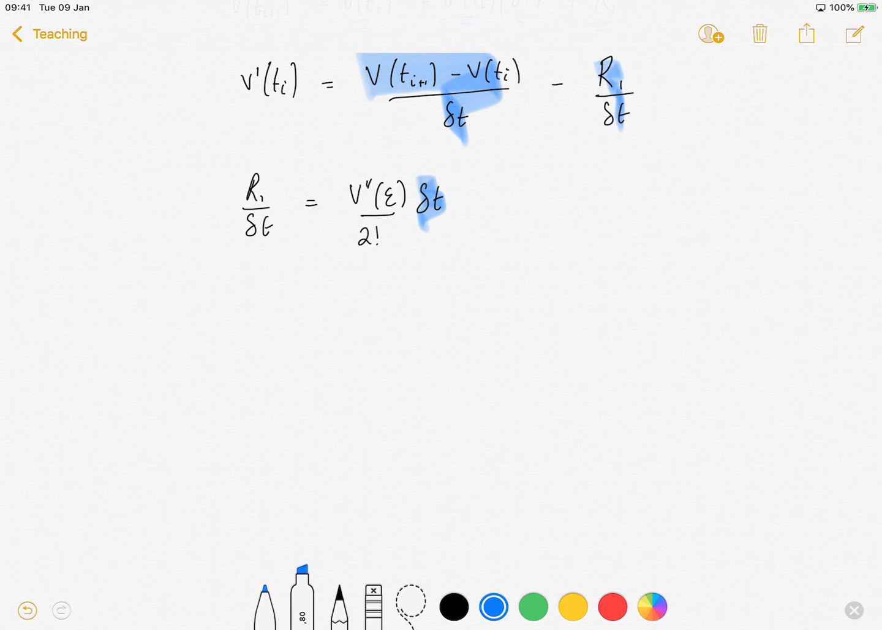Now I want you to notice something. I've actually dropped the power term in our truncation error, and that's simply because we're dividing by our time step delta t. So the estimate of our derivative has a truncation error of order of magnitude in relation to our time step. And so if we halve our time step, we will halve our error.